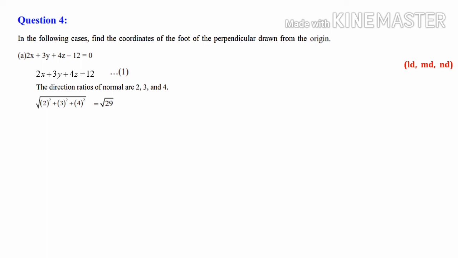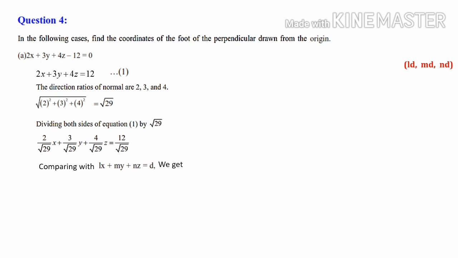Next process is just to divide by this root 29, both sides of equation number 1. So dividing both sides of equation 1 by root 29, 2 divided by root 29 into x plus 3 divided by root 29 into y plus 4 divided by root 29 into z is equal to 12 divided by root 29. Here we have to compare it with lx plus my plus nz is equal to d. Then we will get l is equal to 2 by root 29, m is equal to 3 by root 29, n is equal to 4 by root 29 and d is equal to 12 by root 29.